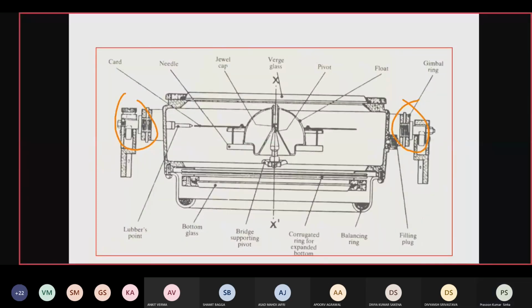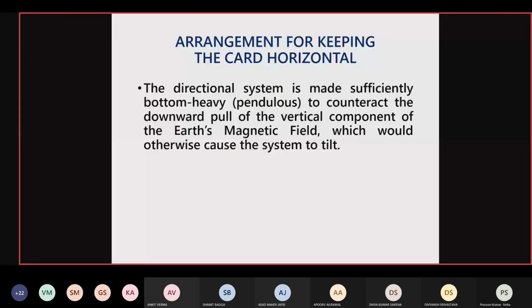Next. This we have already talked, so you just go through it, read yourself. अगर कुछ डाउट है तो बताइएगा मुझको. We have discussed it multiple times. This may be a question coming in the exam. How the arrangement is made to keep the card horizontal at all times.